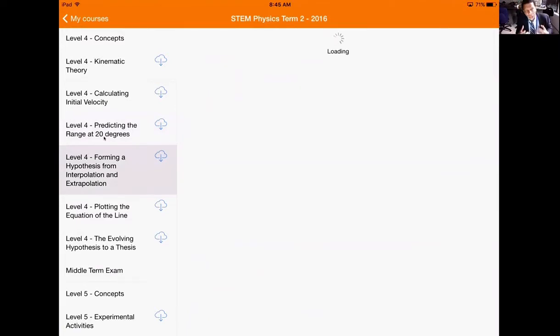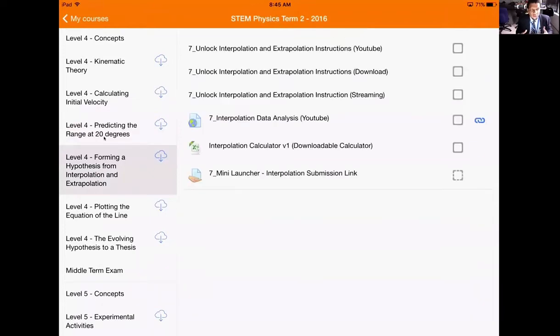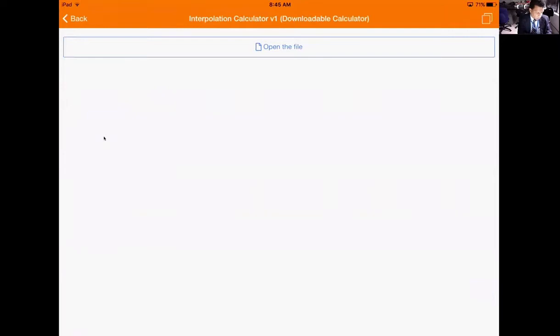So now we want to be able to form a hypothesis from interpolation and extrapolation. So I'm calling it interpolation, but it's actually interpolation and extrapolation. And you'll see the development or the evolution of this idea in this experiment. So there's no YouTube video to actually download. The thing that I'll talk about will be, let's just download this calculator.